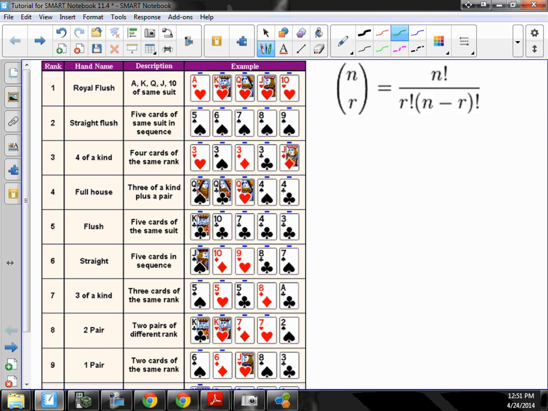So how many royal flushes are there? There are only 4. There's a royal flush with diamonds and hearts and clubs and spades. So 4 is the answer. But let me show you how to calculate that in the method that we're going to use to calculate everything else.